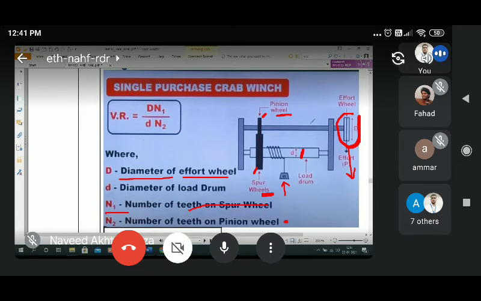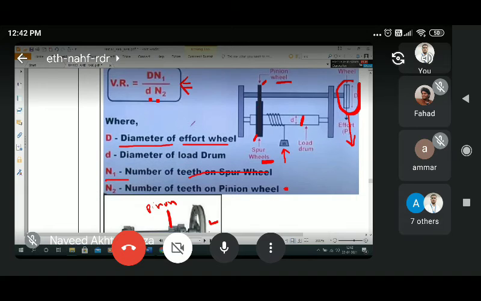And then when we find the velocity ratio, D N1 are the effort and d and N2 are the load lifted. So D is the diameter of the effort wheel and small d is the diameter of your drum wheel where the load is lifted. N1 is the number of teeth on the spur wheel or main gear, you can say, and N2 is the number of teeth on the pinion wheel. So this is the velocity ratio for the single purchase crab. So easily you can find out this velocity ratio, and this formula you should remember, and you should explain it in the examination when the question is asked.